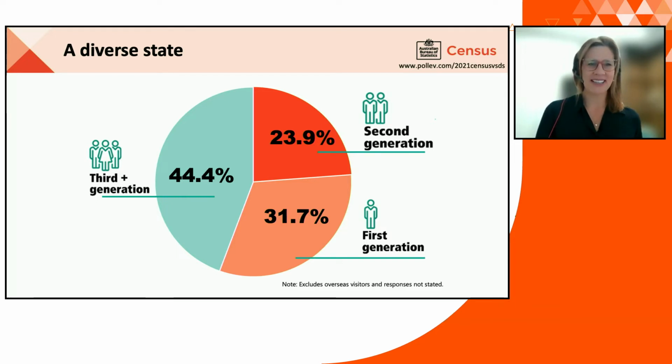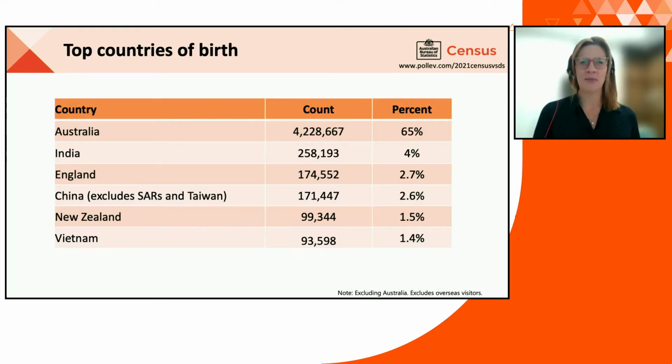So what countries are we all coming from? Most people in Victoria continue to be born in Australia, just under the 2/3 there. But now the second biggest country of birth for Victorians is India. And that's jumped up in the last 5 years to the 2021 census. That's now representing 4% of the Victorian population were born in India. And then following on from that, England, China, New Zealand, and Vietnam make up the next 4 countries, other than Australia, in which people were born.